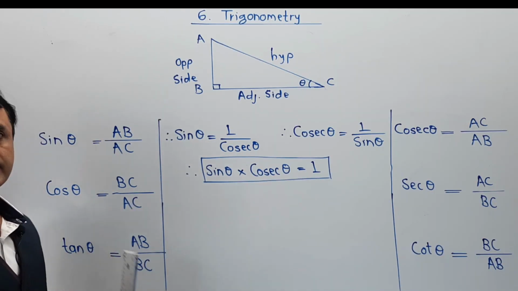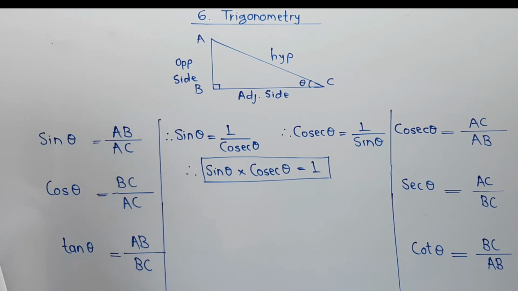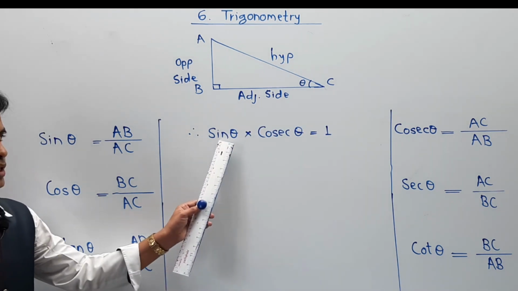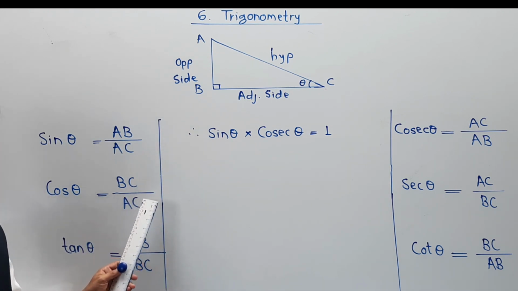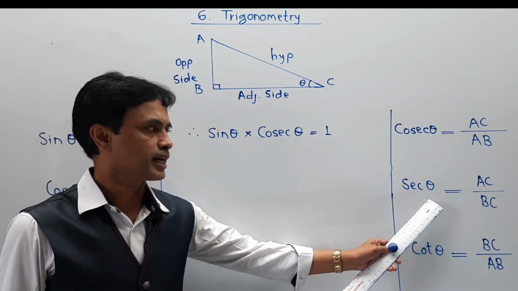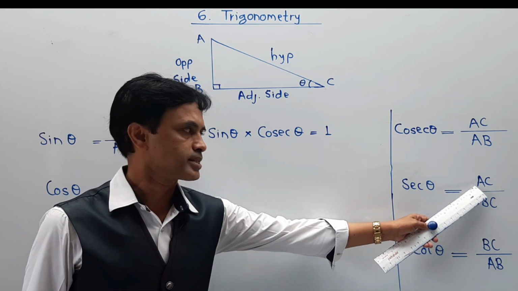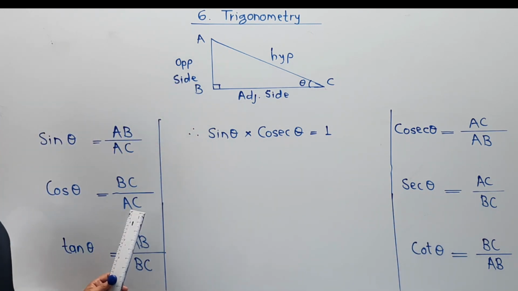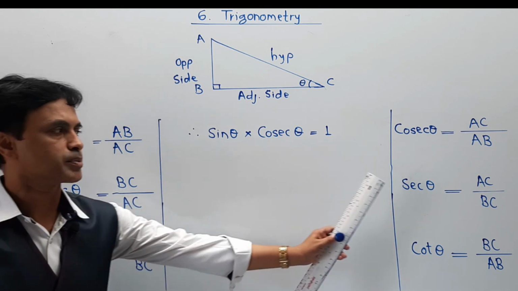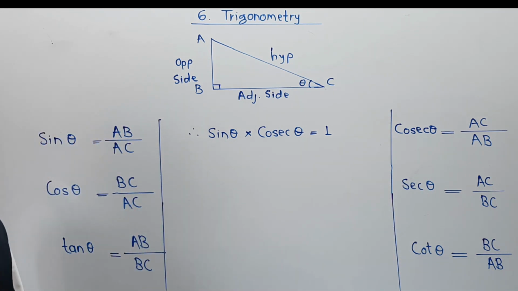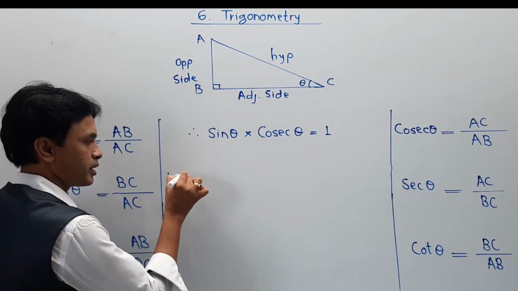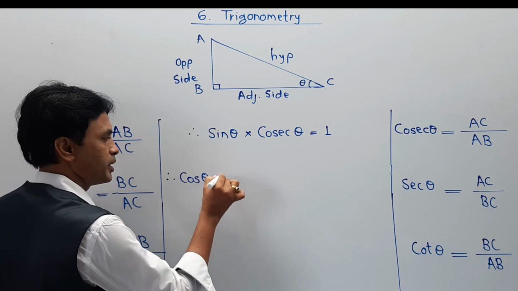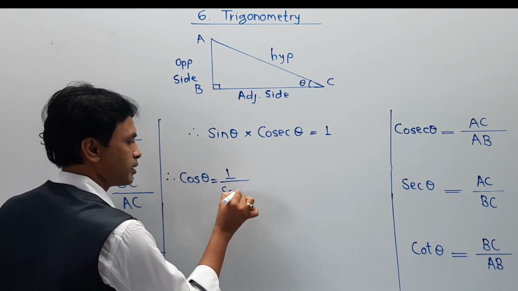And the second property is, so sin theta into cosec theta is equal to 1. Second part is cos theta is equal to BC upon AC. And exactly sec theta is AC upon BC. This is exactly the reciprocal of this, or cos theta is a reciprocal of sec theta. So writing that part as a property, cos theta is equal to 1 upon sec theta. Therefore, cos theta can be written as 1 upon sec theta.